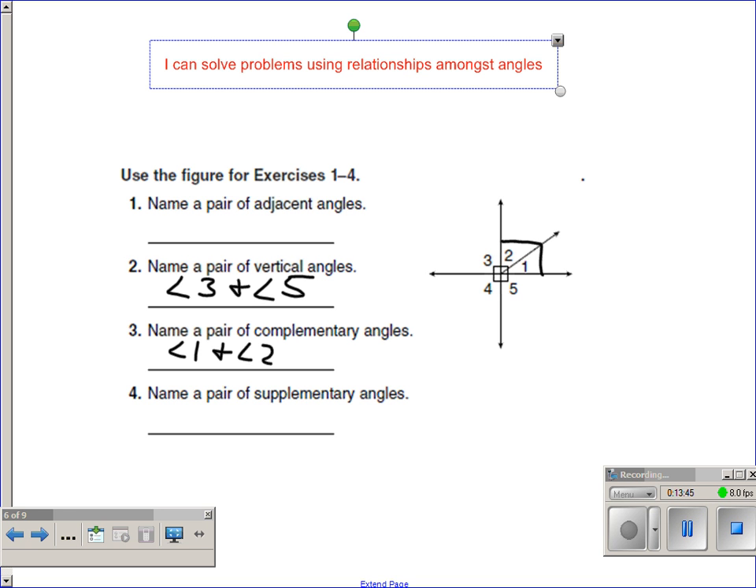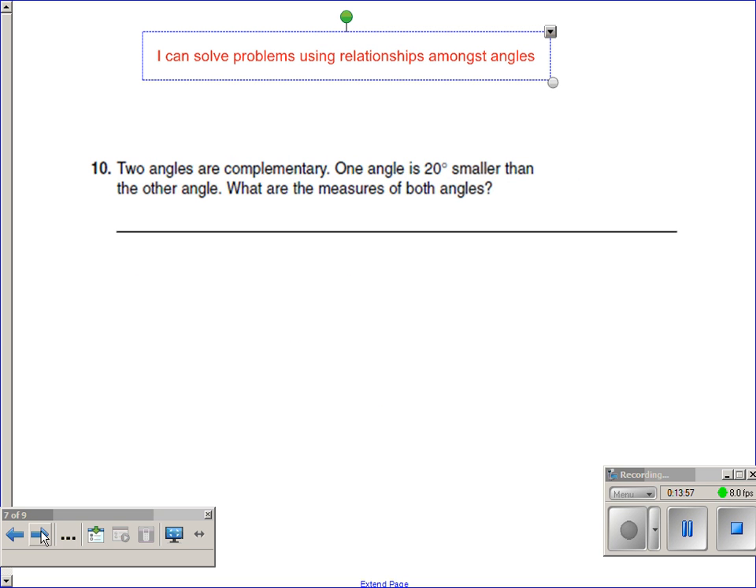Make sense to everybody? So we have to remember that supplementary means 180. Two angles are complementary. So the two angles add up to what? 90. They're complementary. Complementary means they add up to 90 degrees.